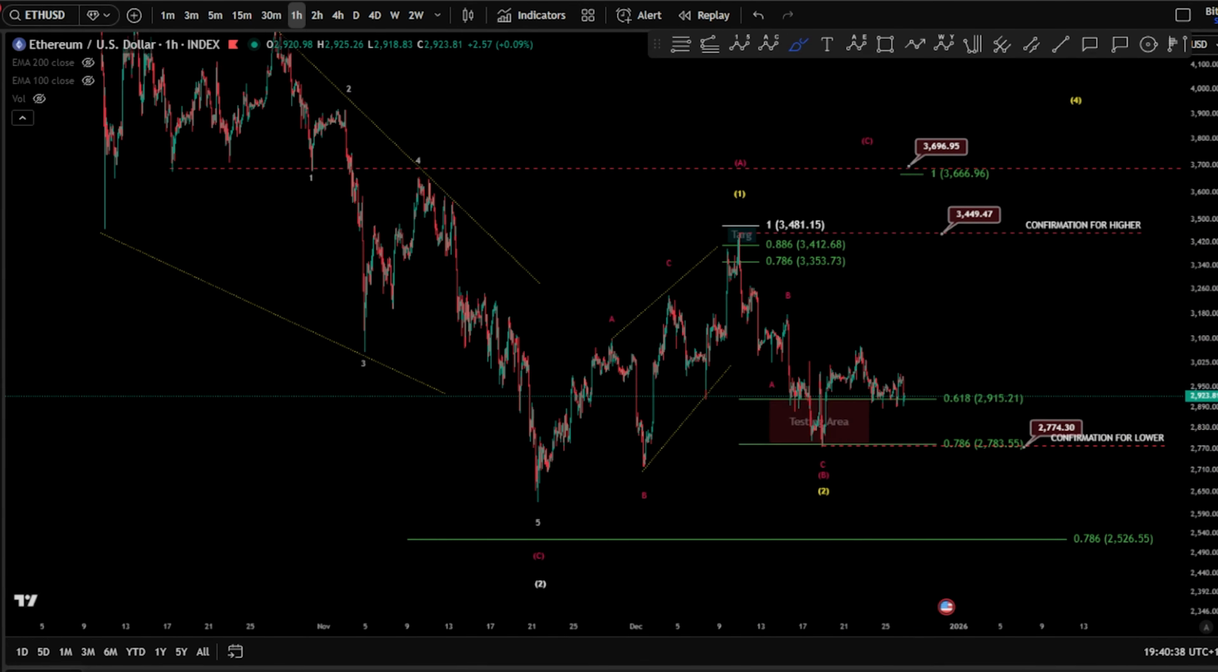So yeah, trade safe. The market is not, of course, clear. It's very hesitant and very confused. Yep, so this is regarding Ethereum. Let's move to Solana as well.